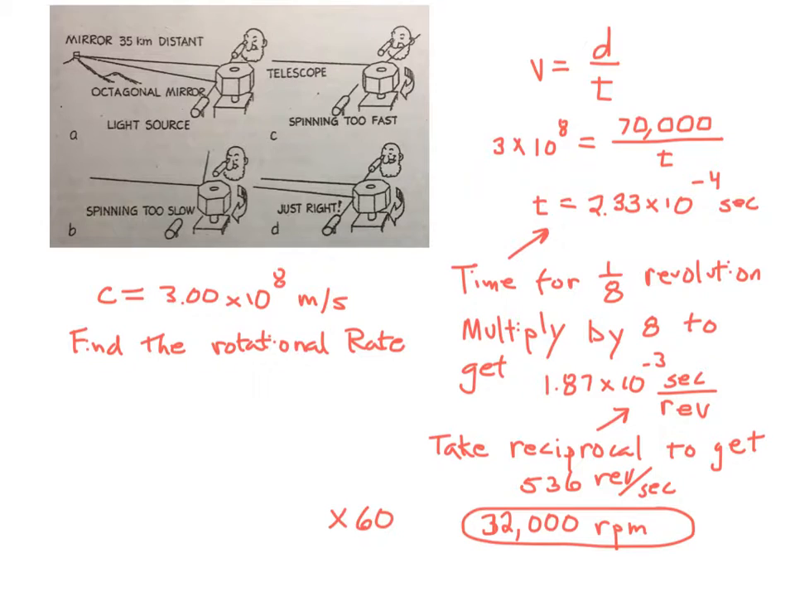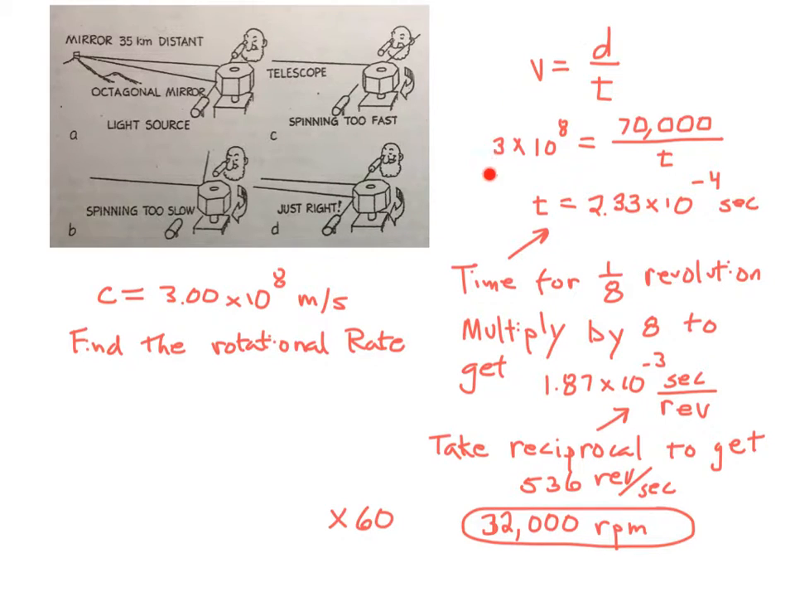Now, I've summarized this in previous days' notes, and I will show you the experimental setup in class, hopefully. The idea, once again, is that the light from a source is shining on one of the 8 sides of the mirror, reflecting down to a distant mirror 35 kilometers away, reflecting back to a mirror on the opposite side of the initial one, and reflecting into a viewscope that he sees on the other side. But the bottom line is, we're using this equation, v equals d over t.